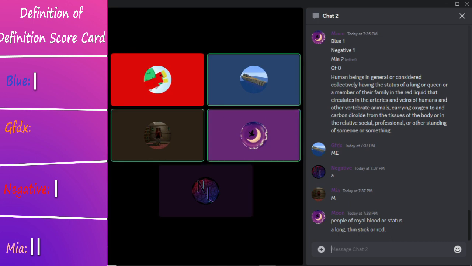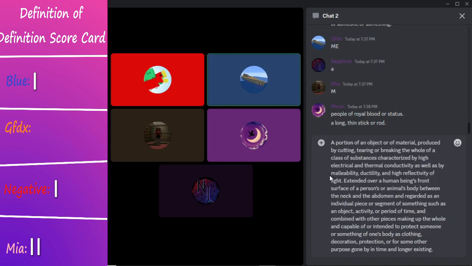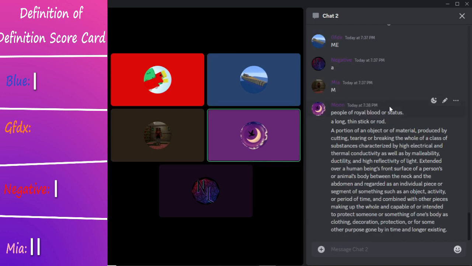Terrible. I'm Amanda. Okay, let me get my letter prepared. So this is a portion of an object or of material produced by cutting, tearing, or breaking the whole of a class of substances characterized by high electrical and thermal conductivity, as well as by malleability, ductility, and high reflectability of light. Extended over a human being's front, the surface of a person's or animal's body between the neck and the abdomen, and regarded as an individual piece or segment of something such as an object, activity, or period of time, and combined with other pieces making up the whole, and capable of or intended to protect someone or something of one's body as clothing, decoration, protection, or for some other purpose. Gone by in time and no longer existing.